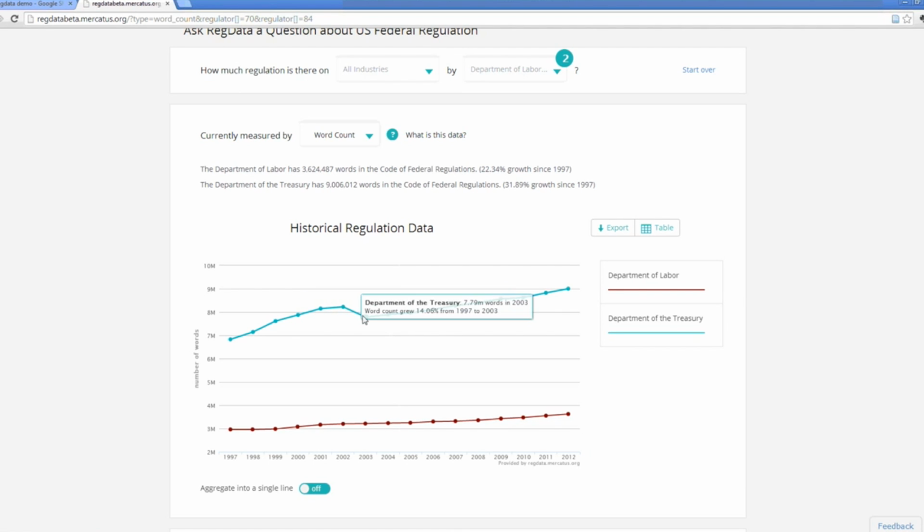And then there's something interesting here. In 2002, there's actually a downward trend. About 500,000 words are cut away from the Department of Treasury's text. We can actually try to figure out what happened there by looking further into the divisions inside Department of Treasury.